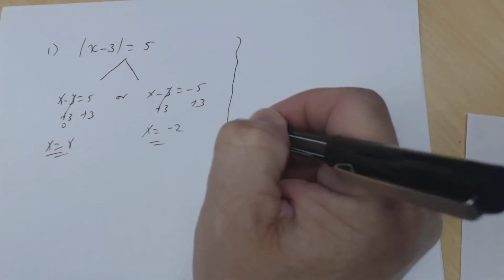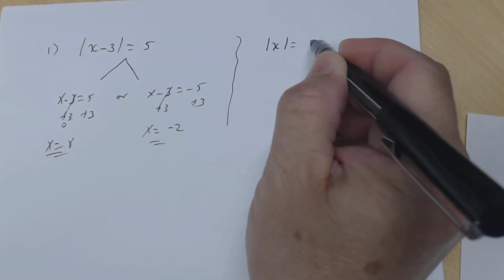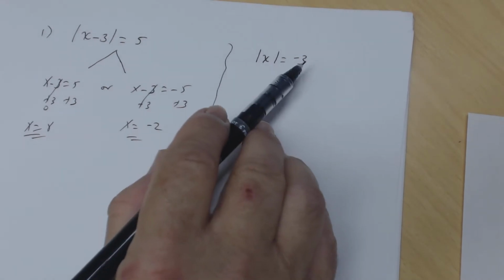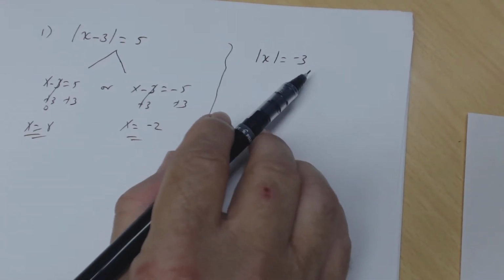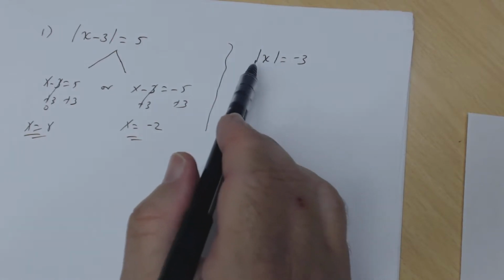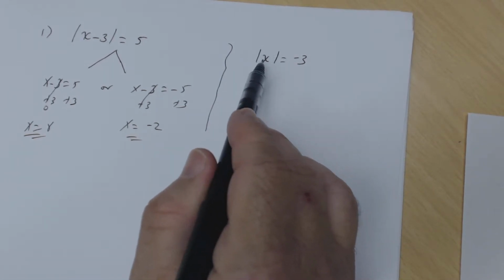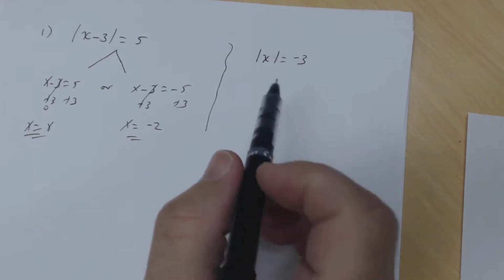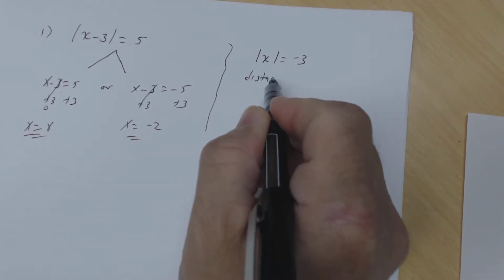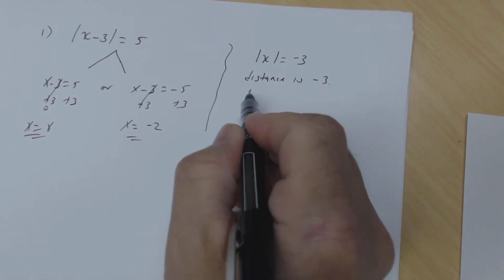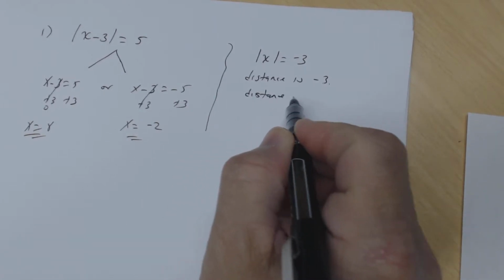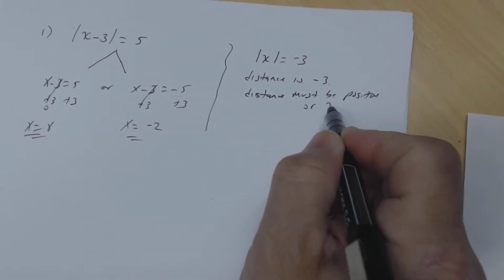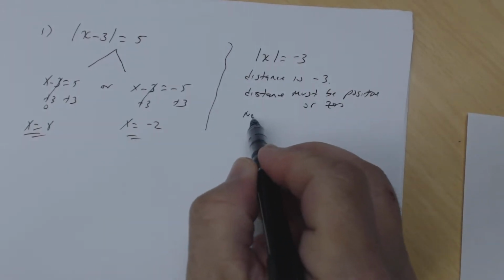Now, here's something I've got to mention to you, though. If you have the absolute value of x equal negative 3, so if you have the absolute value of an expression and you have a negative number on the other side, that's not going to make sense. You've got to understand why. Remember, the absolute value of x measures the distance that a number is from 0. Well, I'm indicating that this distance is negative 3. But distance can't be negative. Distance must be positive or 0. So it can't be negative, never negative.